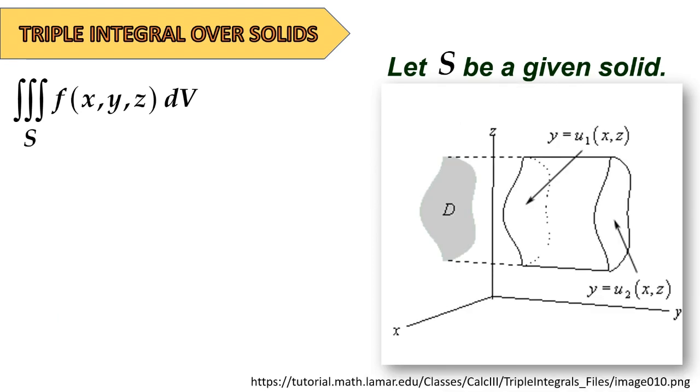And another orientation for the solid is as shown in the figure. So now the solid S is bounded by the graphs of y equals u sub 1 of xz and y equals u sub 2 of xz, and the region D is now projected on the xz plane. Now it's your turn to write the triple integral of f of x, y, z over this solid as an iterated integral.